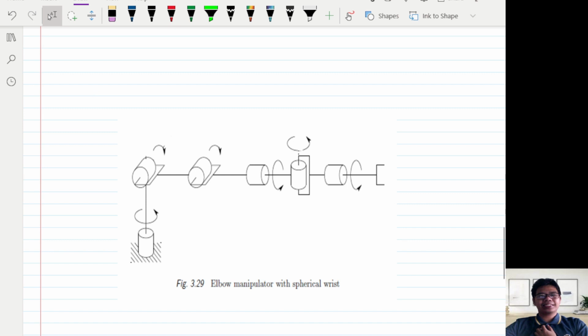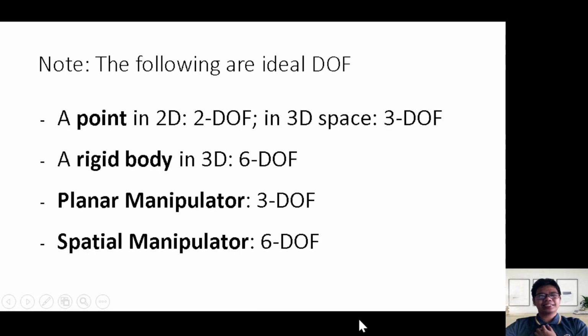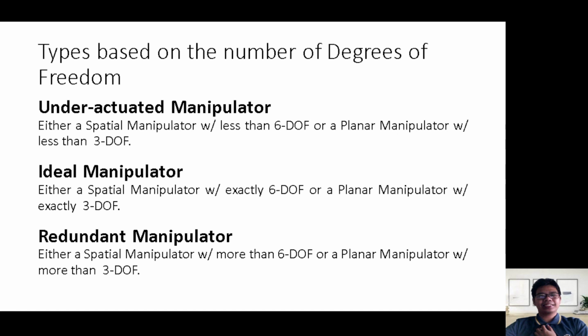Remember, these are ideal degrees of freedom counts, and in reality, mechanical constraints and limitations can influence the actual movement. Understanding degrees of freedom helps us design and analyze robotic systems effectively, ensuring they can perform the task we need them to.